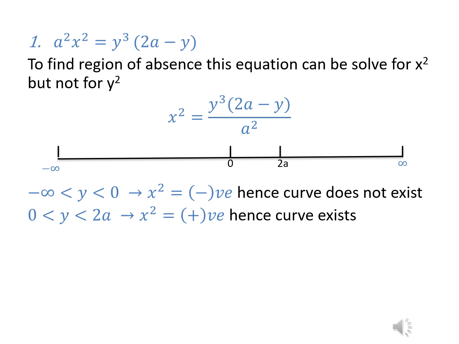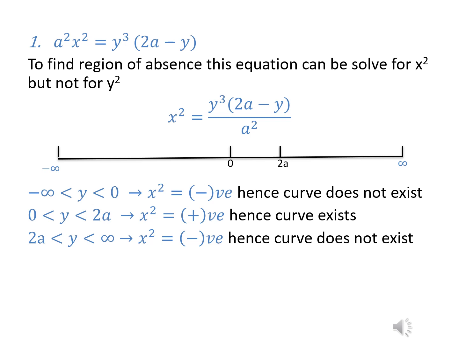Now the last, third part is 2a to infinity. Mathematically it is 2a less than y less than infinity. It means y is positive but greater than 2a. So y cube is positive. Now 2a minus y, with y greater than 2a, is a negative value. So positive into negative is always negative. That means your x square is negative, which means for these values of y the curve does not exist.